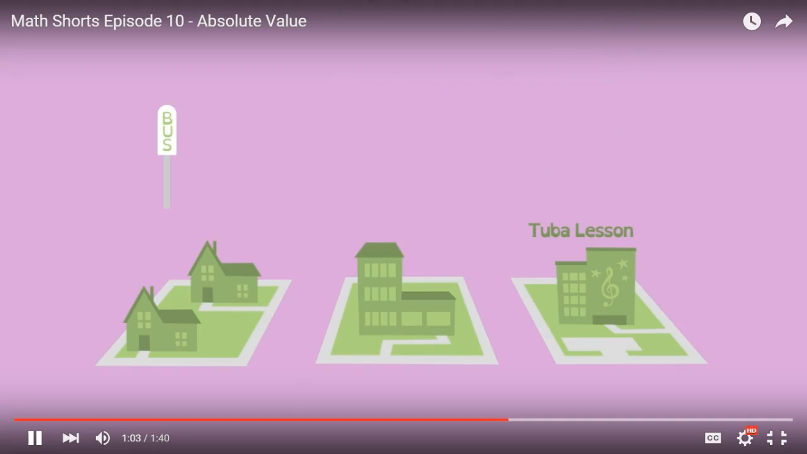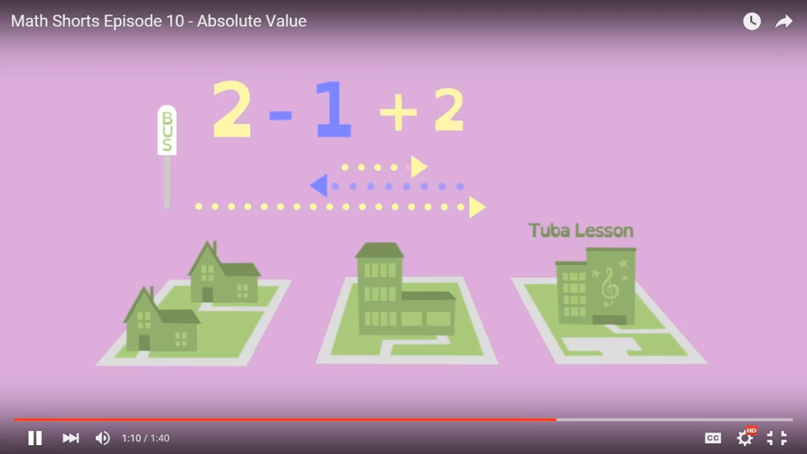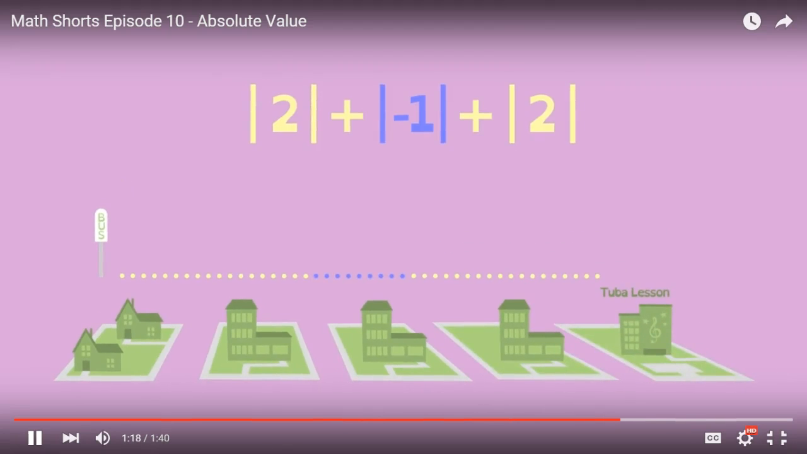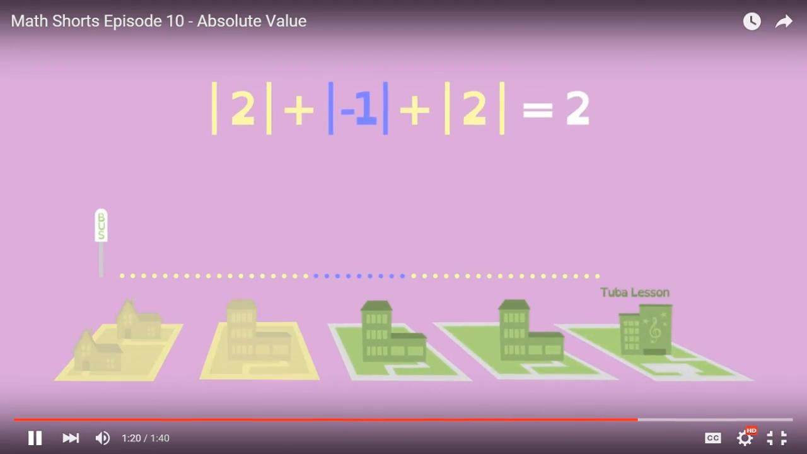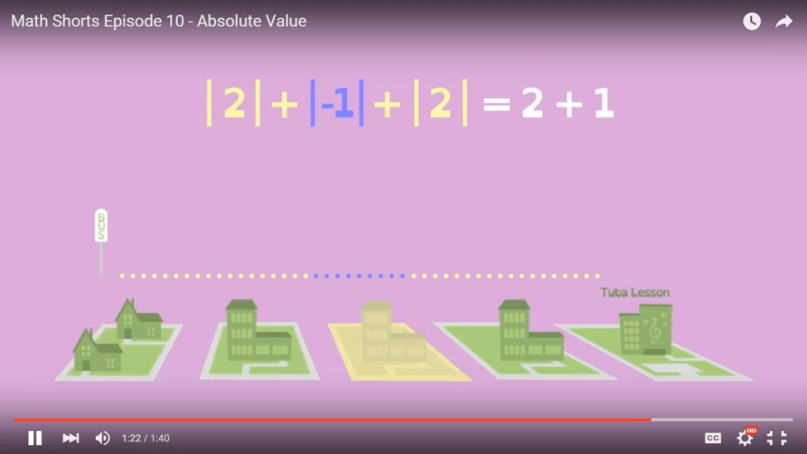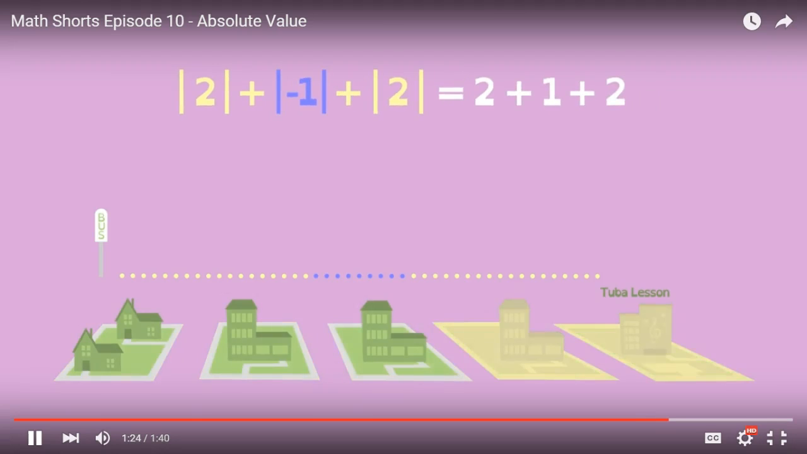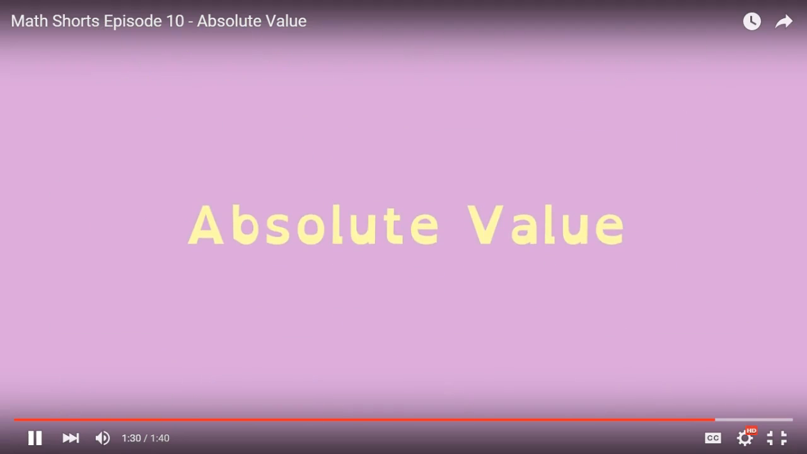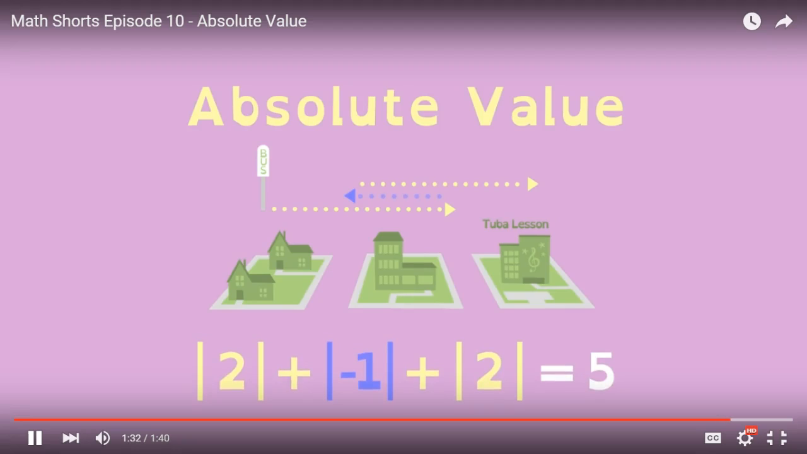One way to represent Lucy's journey is like this. By walking 2 blocks forward, 1 block back, and 2 blocks forward, Lucy ends up 3 blocks from the stop, yet she walked more than that. Absolute value shows us how much she actually walked. 2 blocks forward, plus 1 block back, plus 2 blocks forward, for a total of 5 blocks. Phew! Absolute value can help us calculate distance and solve math problems.